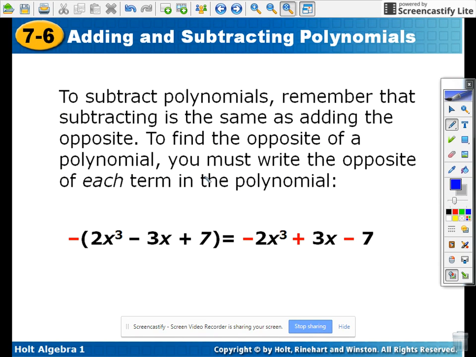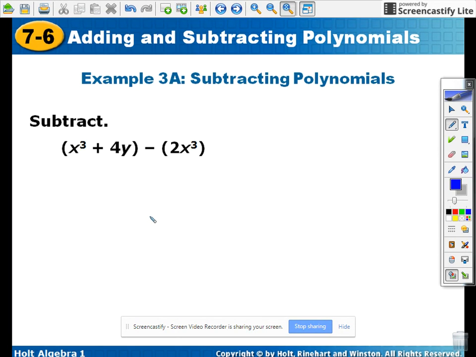Now, when you subtract, remember that it's the same as adding the opposite. So to find the opposite of a polynomial, you must write the opposite of each term in the polynomial. I like to think of this as a negative 1 out front. Instead of subtracting this, I'm going to just distribute my negative 1 to everything inside, and it becomes negative 2x to the third plus 3x minus 7. I just distributed a negative 1.